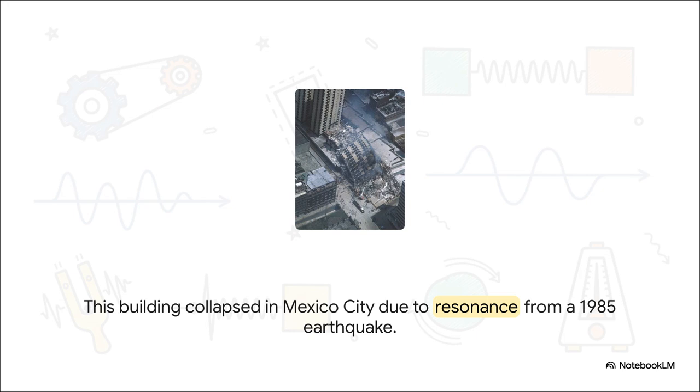Back in 1985, a massive earthquake hit off the coast of Mexico. By the time the seismic waves actually reached Mexico City, they were pretty weak. But, and this is a huge but, the city is built on soft soil that started to shake at a very specific frequency. And tragically, that frequency happened to match the natural resonant frequency of many of the city's mid-sized buildings. It caused them to oscillate so violently that they just shook themselves apart.